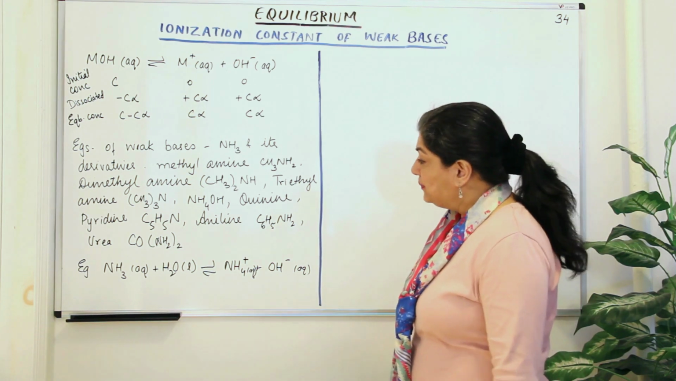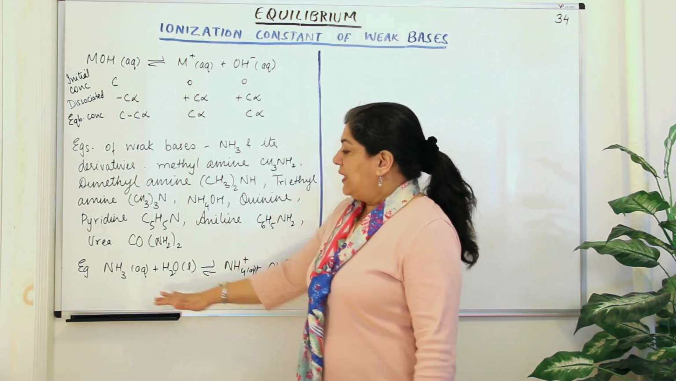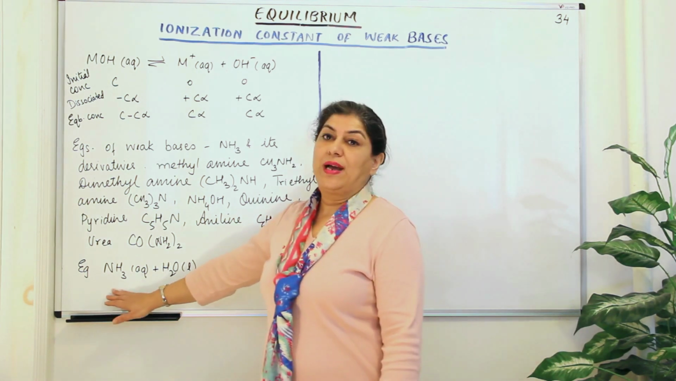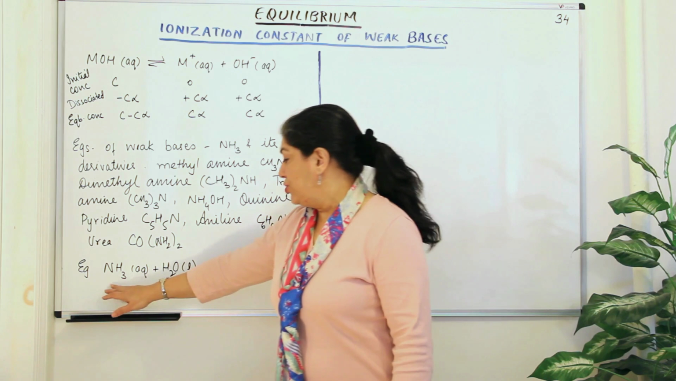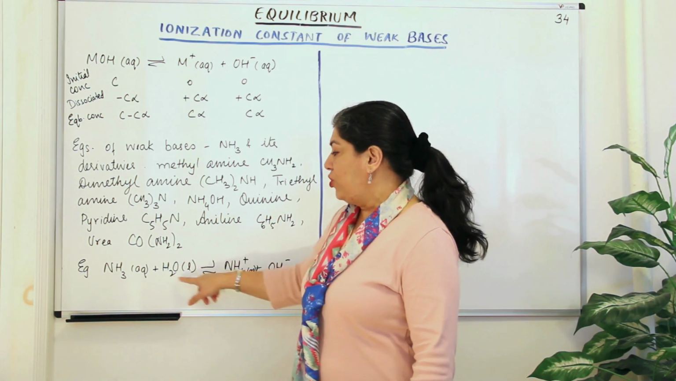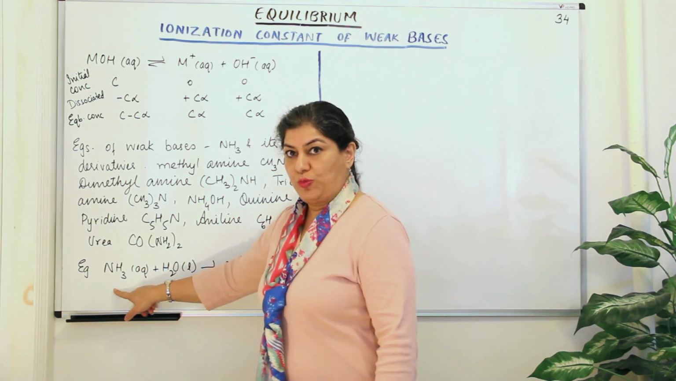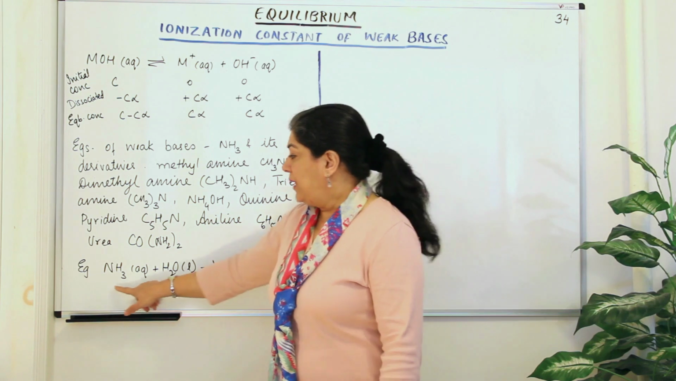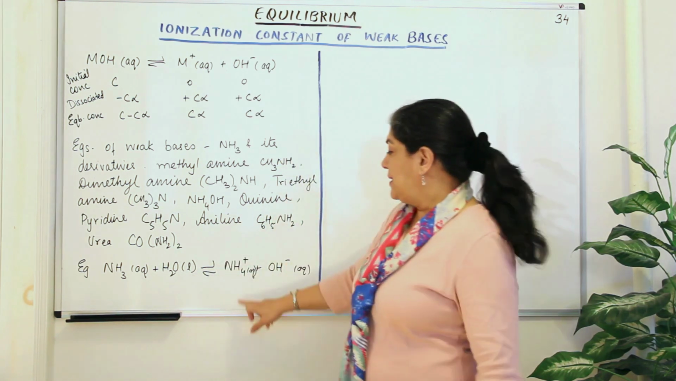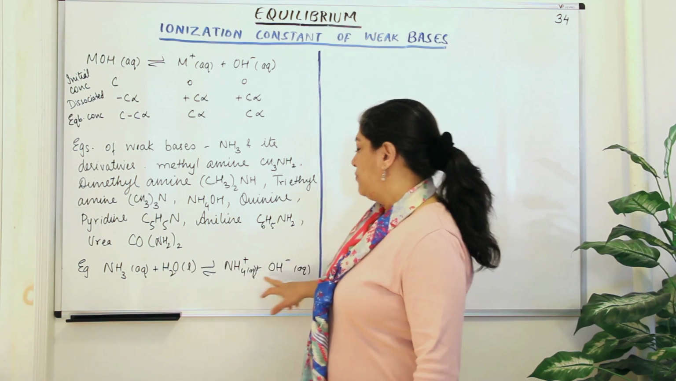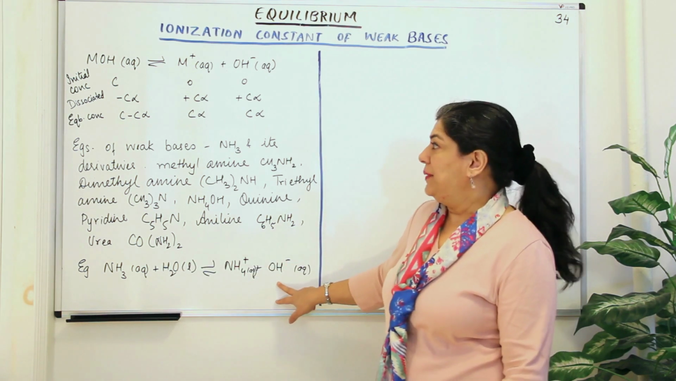If you take an example of ammonia as a base, what happens when you add ammonia to water? It results in the formation of ammonium ion. The proton is accepted from the water molecule. So in this reaction, water acts as an acid and ammonia acts as a base. It accepts the proton, forms ammonium ion, and the water results in the formation of the OH negative ion.